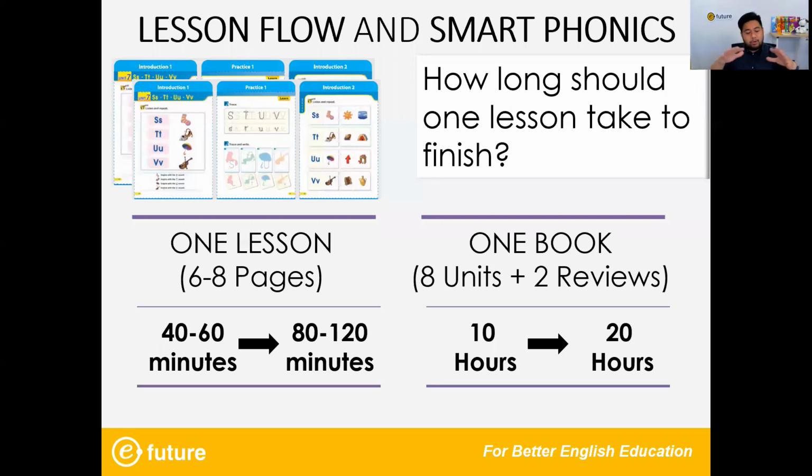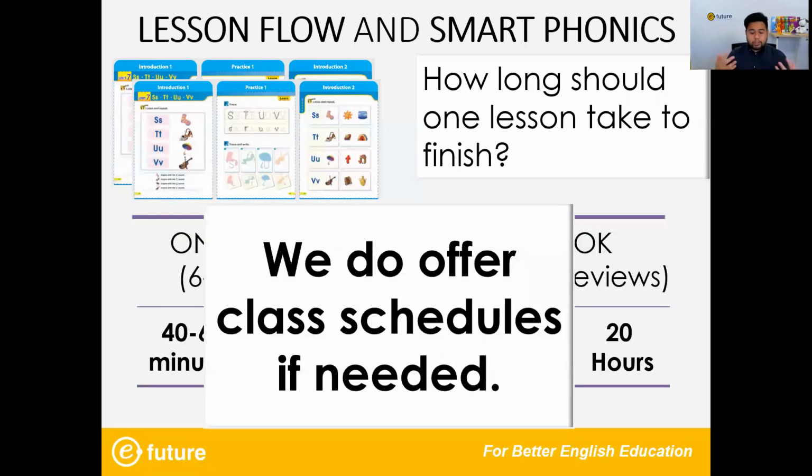So these are the rough time guidelines that we have. We do also offer class schedules, more like syllabi, if needed. So for those that have, you know, 20 hours, we can give you a guideline on how to break down each lesson. Okay, so we do give you an idea on how to pace your lessons.